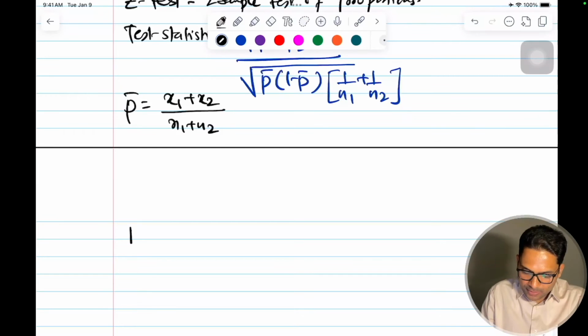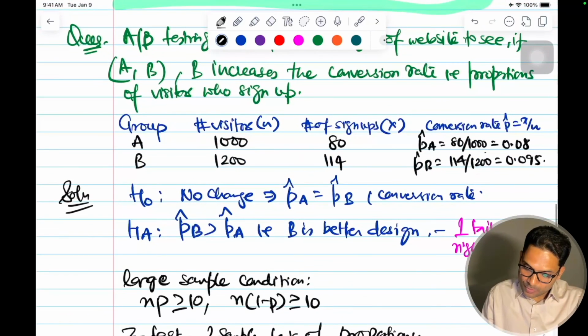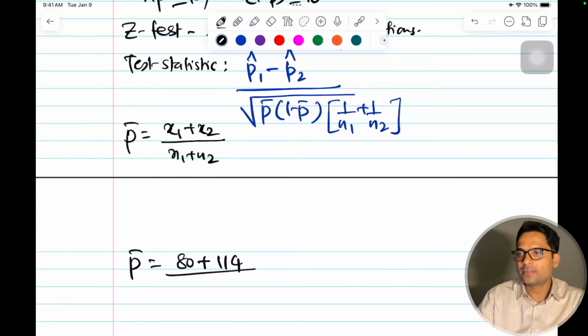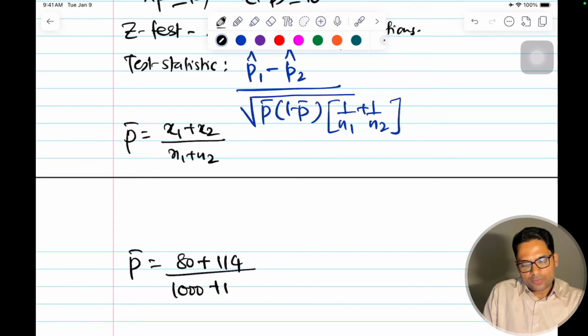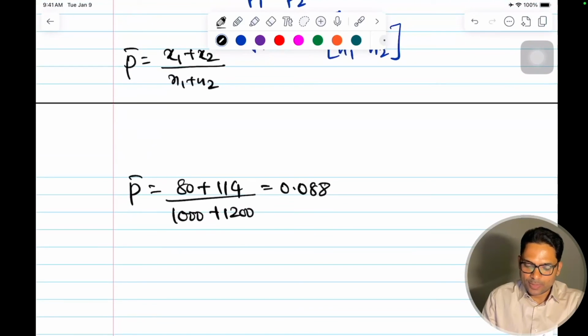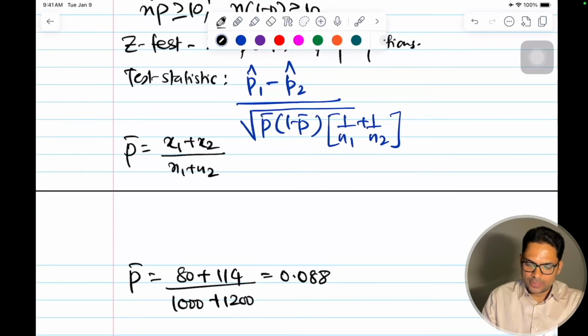So my P bar will be equal to na is 80, nb is, sorry, 114, and the denominators are 1000 in one sample and 1200 in the other sample. I have calculated this already. This should come out to be 0.088. Okay, this is P bar, and then the rest of the numbers.